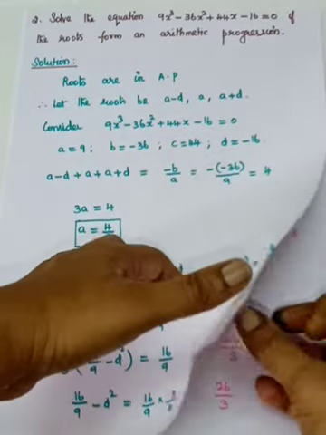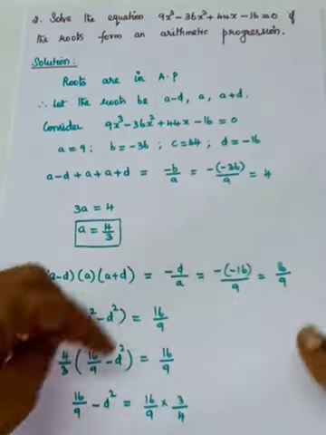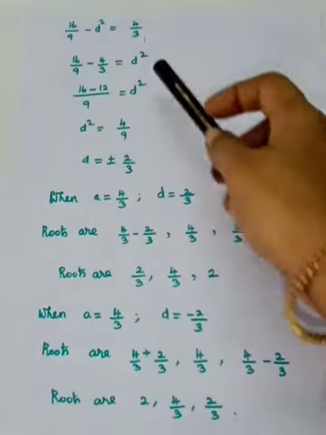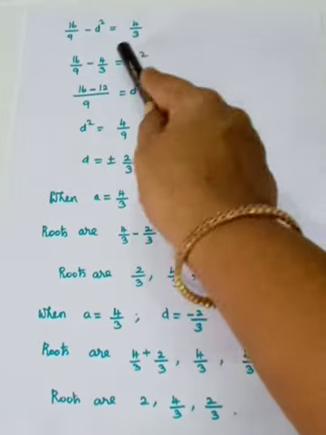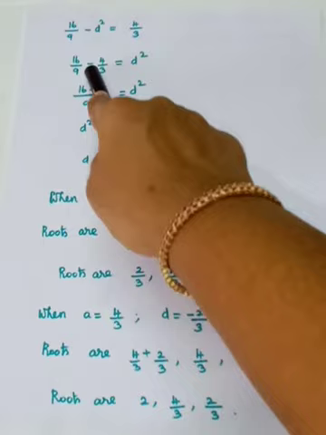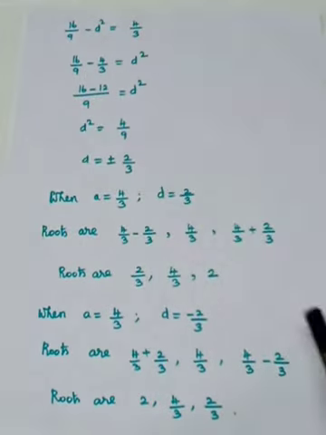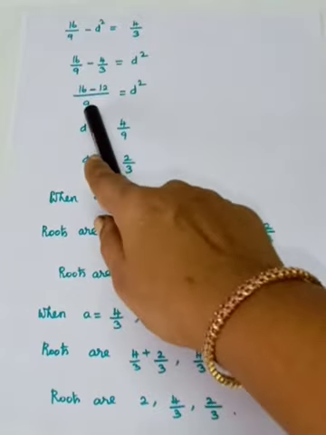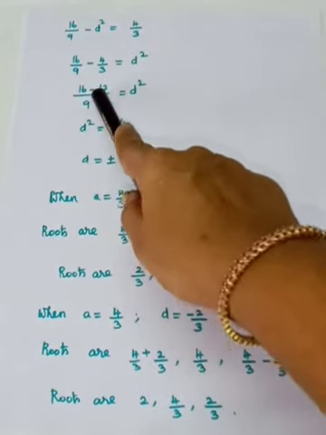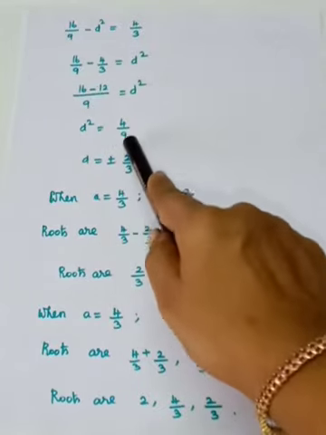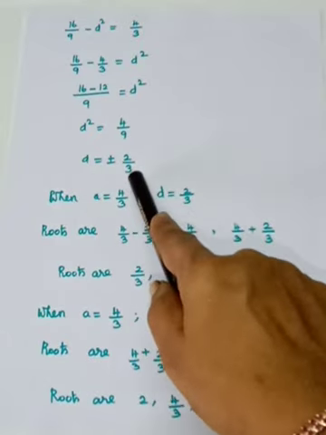So therefore you will get 16 by 9 minus d squared is equal to 4 by 3. Bring this 4 by 3 to the left side as minus 4 by 3, and bring this minus d squared as plus d squared to the right side. If you take the LCM, the LCM is 9. So 16 minus 12, 16 minus 12 is 4 by 9. So d is equal to plus or minus 2 by 3.